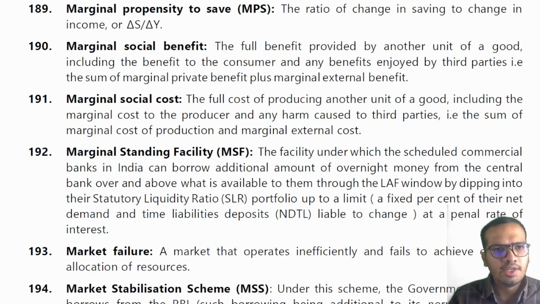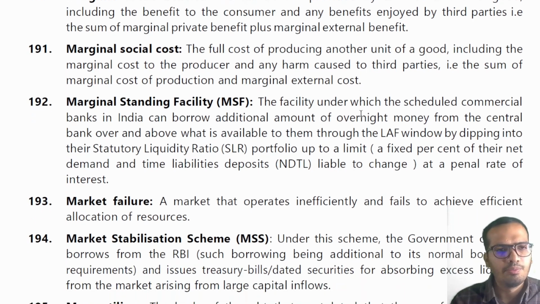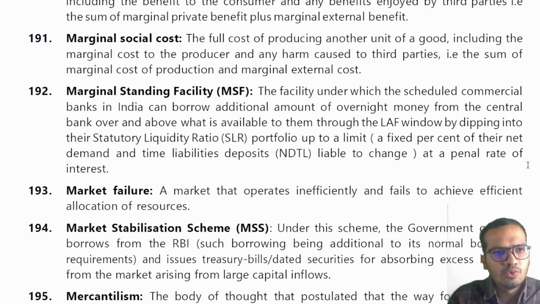Then we have number 190, marginal social benefit. So the full benefit provided by another unit of a good, including the benefit to the consumer and any benefit enjoyed by a third party. That is the sum of marginal private benefit plus marginal external benefit. Then we come to number 191, marginal social cost. So the full cost of producing another unit of a good, including the marginal cost of the producer and any harm caused to the third party. So it's a total of that. That is the sum of marginal cost of production and marginal external cost.